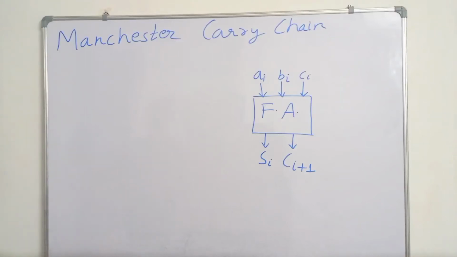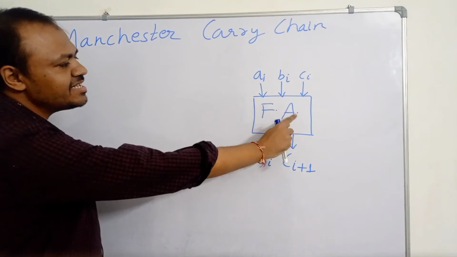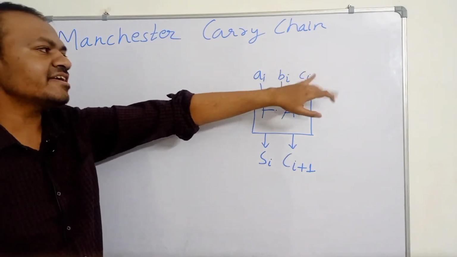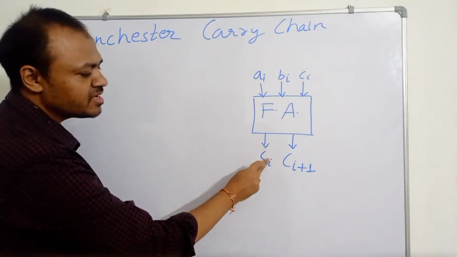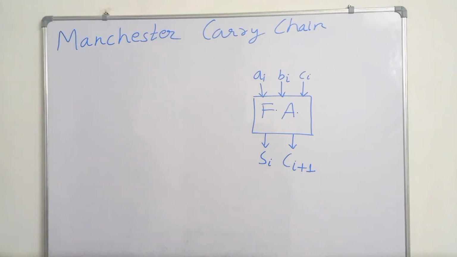We are discussing Manchester carry chain. So this is a full adder. This is a full adder circuit. It has three inputs, Ai, Bi and Ci, where Ci is your carry in, and it has two outputs, sum and carry out.